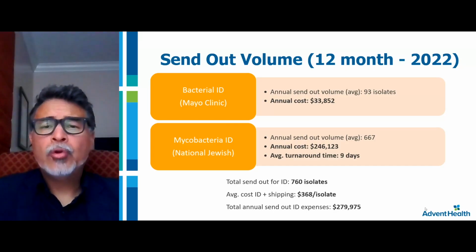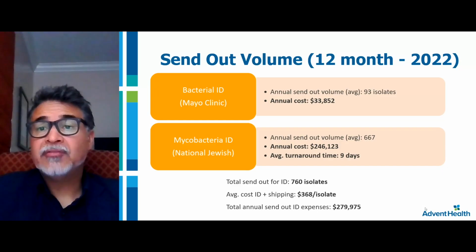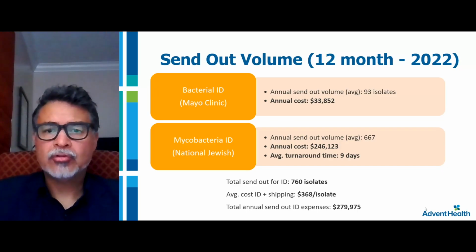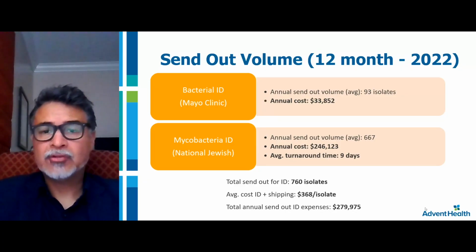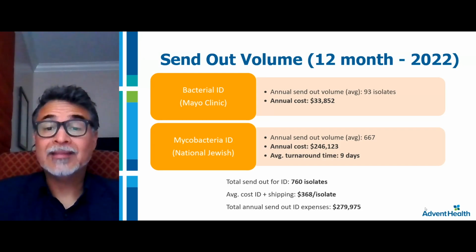We have a send out volume in 12 months in 2022 for bacteria ID. We sent it to Mayo Clinic. We sent around 93 isolates in a year. These were isolates that were not identified by MALDI-TOF or VITEK, with an annual cost of $33,800. Mycobacterium ID, we have an annual volume of 667 isolates sent to National Jewish with an annual cost of $249,000 and an average turnaround time of 9 days.